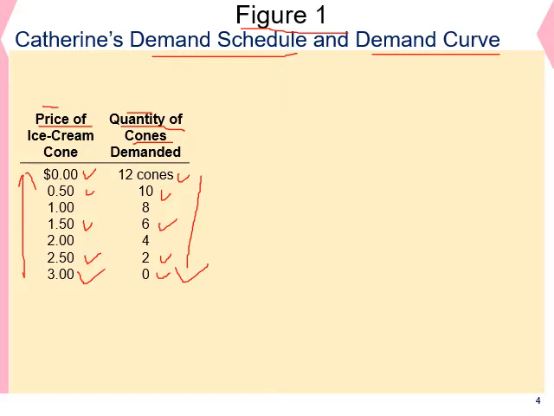Let me ask you the following question. How many demand schedules do we have here for Catherine? We have one, two, three, four, five, six, seven. We have 7 demand schedules for Catherine in this example.